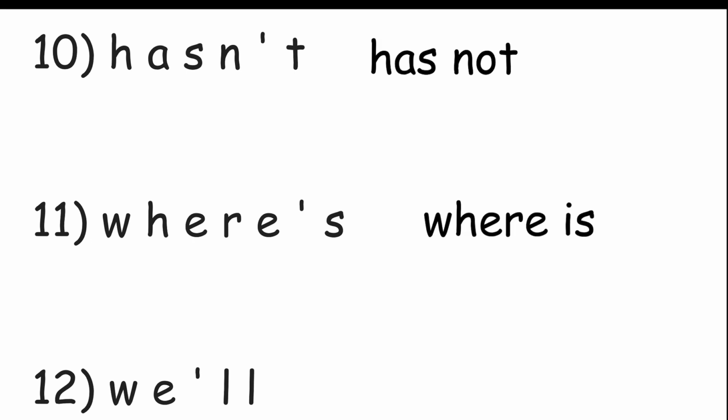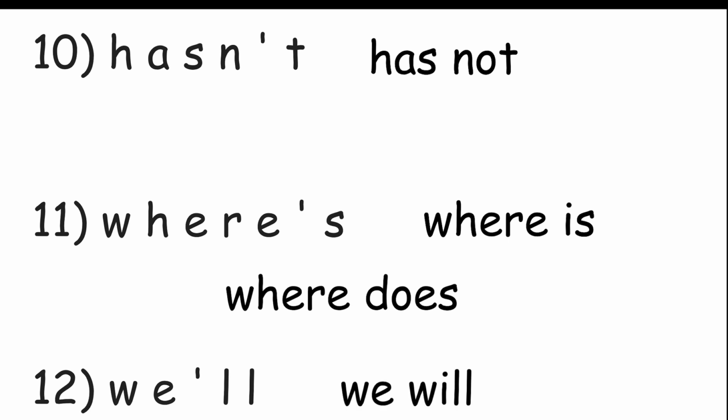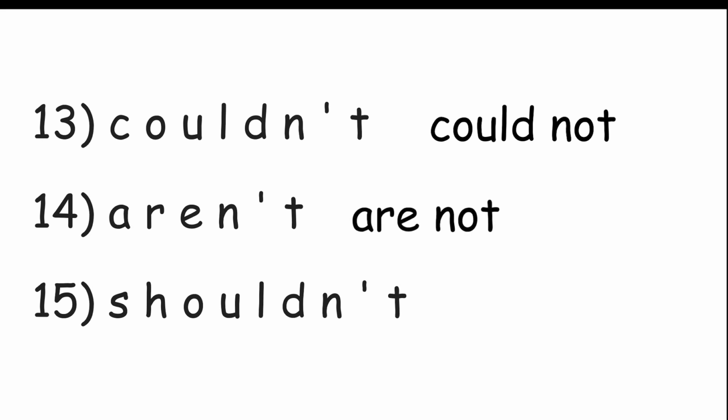Number 11, where is or where does, where's. And number 12, we will. Number 13, these are all the nots, the N apostrophe T: couldn't, could not, aren't, are not, and should not, shouldn't.